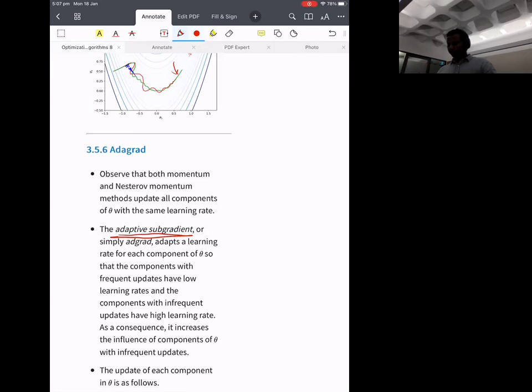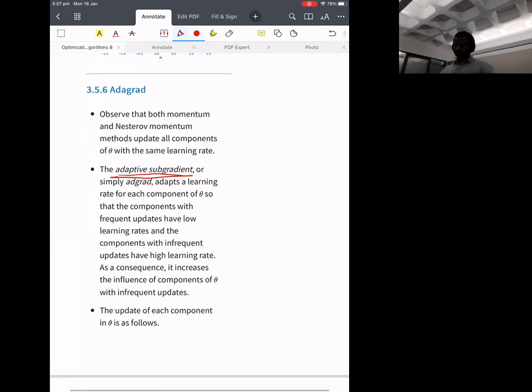You might have heard of exploring versus exploiting. So when you don't see certain parameters updating too much, you want to give more weightage to them so that you understand them better. For the learning parameters which are infrequent, you want to give more weight and go in that direction and see whether it's a good direction or not. And for those you have already seen, you give less weight. That's what AdaGrad does.